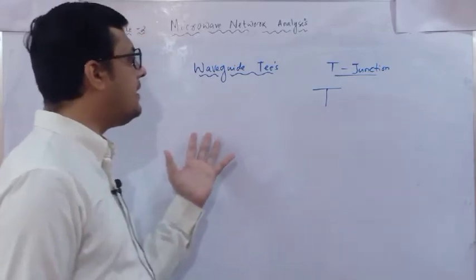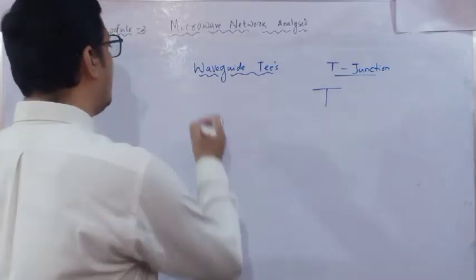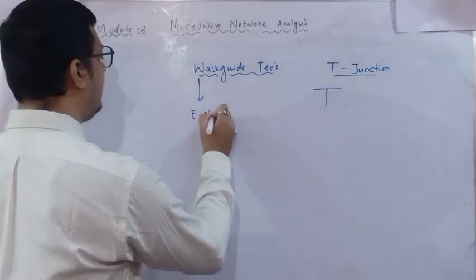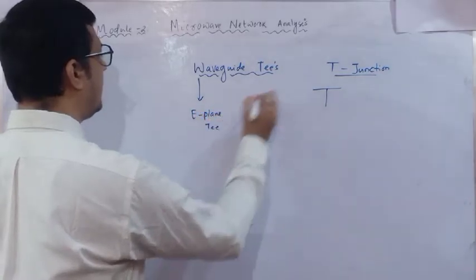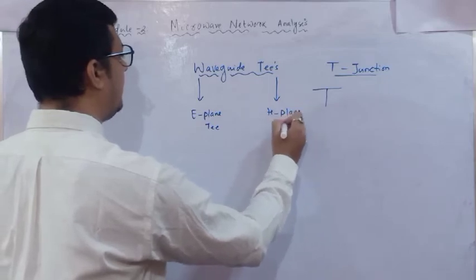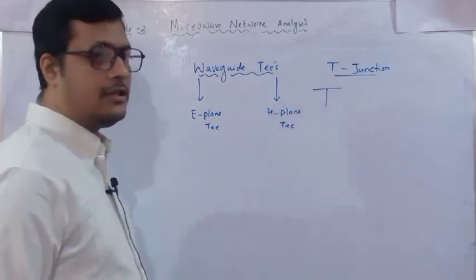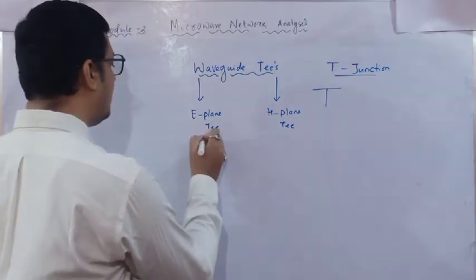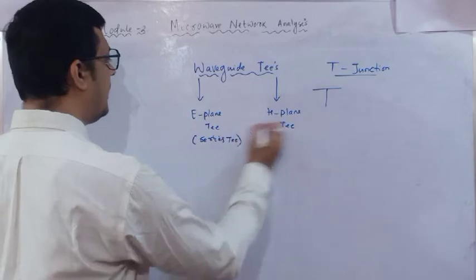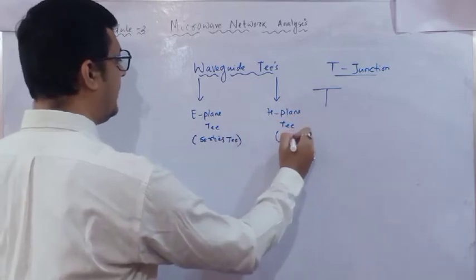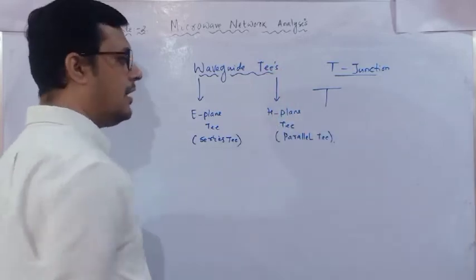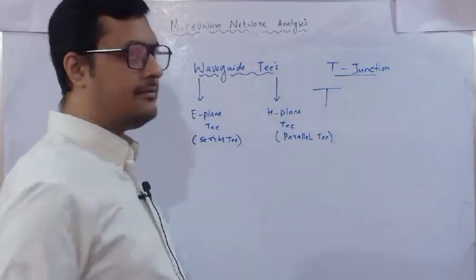So these waveguide T's are basically represented either as the E plane T or the H plane T junction. The E plane T is called the series T, and the H plane T is called the parallel T. Now, why is it series, and why is it parallel? The question comes.